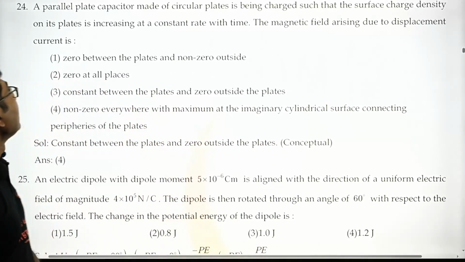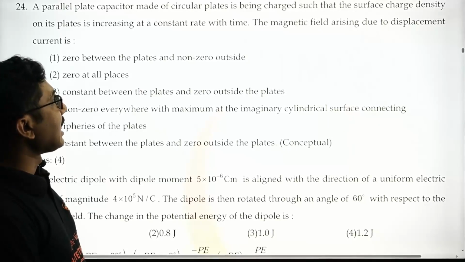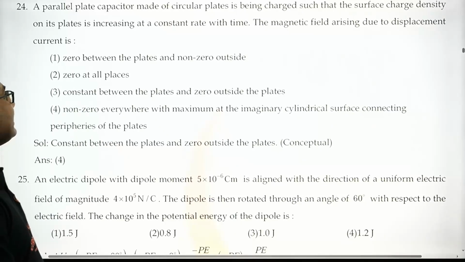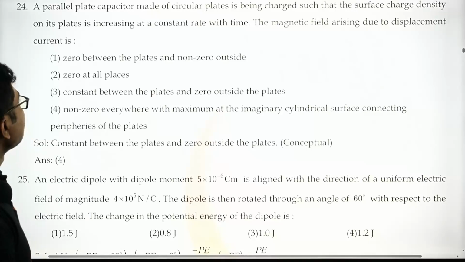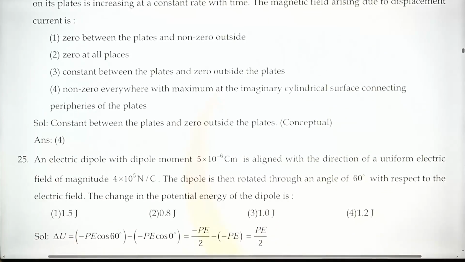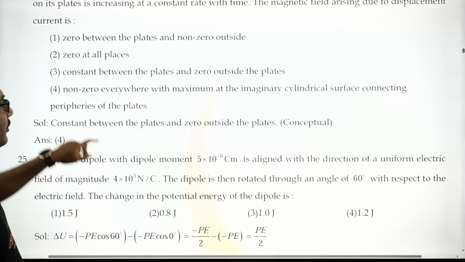A parallel plate capacitor made of circular plates is being charged such that the surface charge density on its plates is increasing at a constant rate with time. The magnetic field arising due to the displacement current is: zero between the plates and non-zero outside; zero at all places; constant between the plates and zero outside the plates; non-zero everywhere within the maximum imaginary cylindrical surface connecting the peripheries of the plates. So it is basically constant between the plates and zero outside the plates.